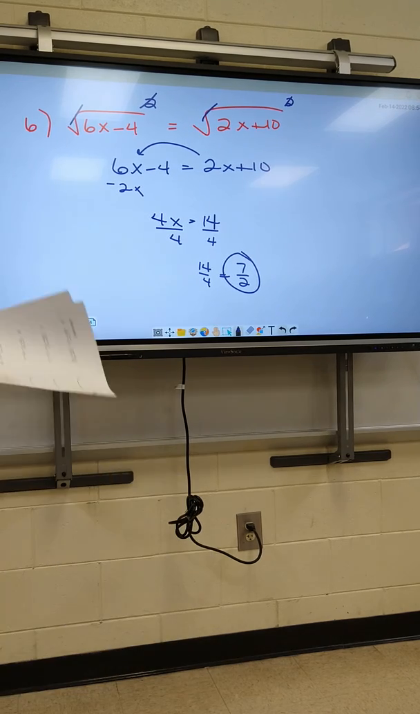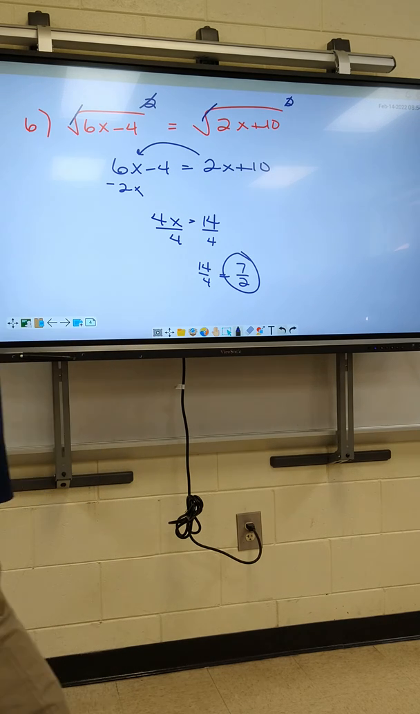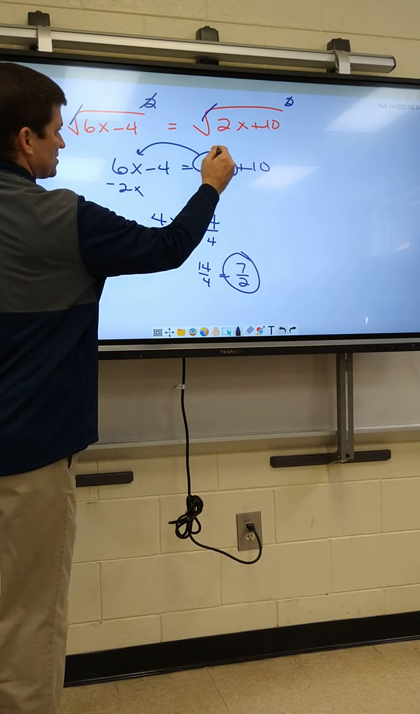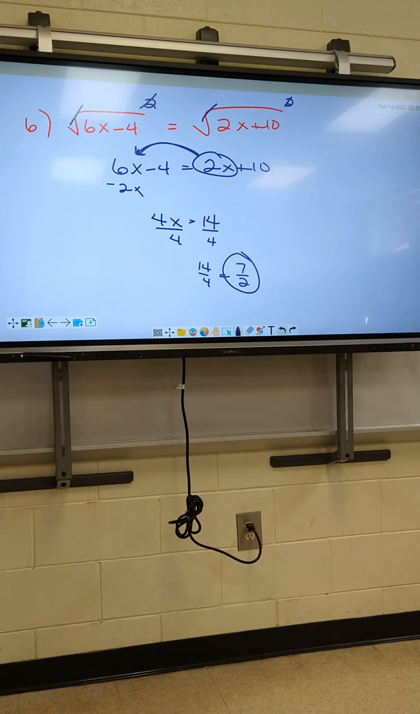All right, let's go to 7. 7 should be just as easy. Sure. No problem. Where'd you get the arrow from? The arrow. Yeah. I moved over positive 2. I made it a negative 2x. And that gave me 4x. But then you put an arrow. That's an equal sign. Okay. All right, let's go to 7.